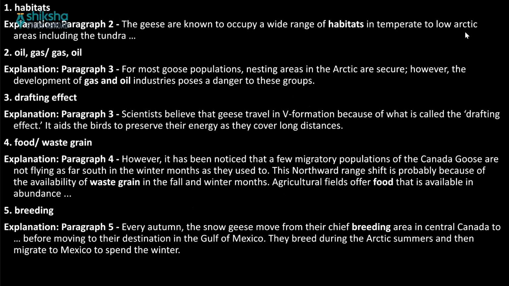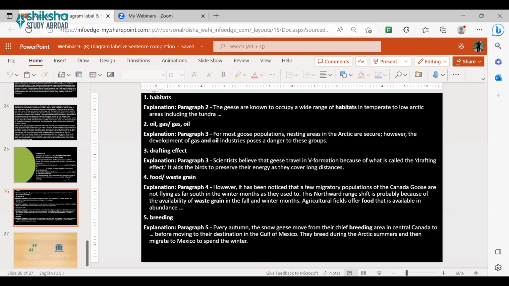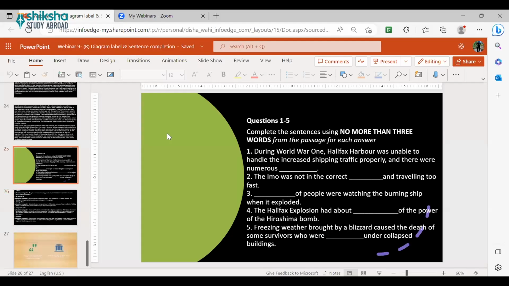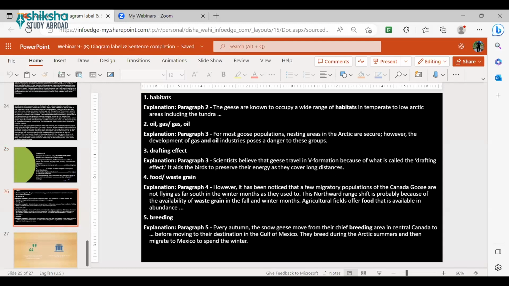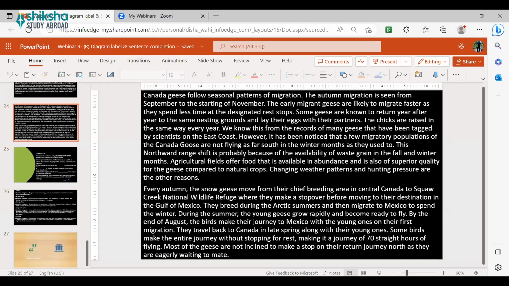So let's read those sample answers one by one. As you can see, first is habitats. Let's read the sentence first. During World War I, Halifax Harbour was unable to handle the increased shipping traffic properly, and there were numerous dash. Now, what can be the answer? The answer they have given is habitats, and the explanation is they have found this information in paragraph 2.